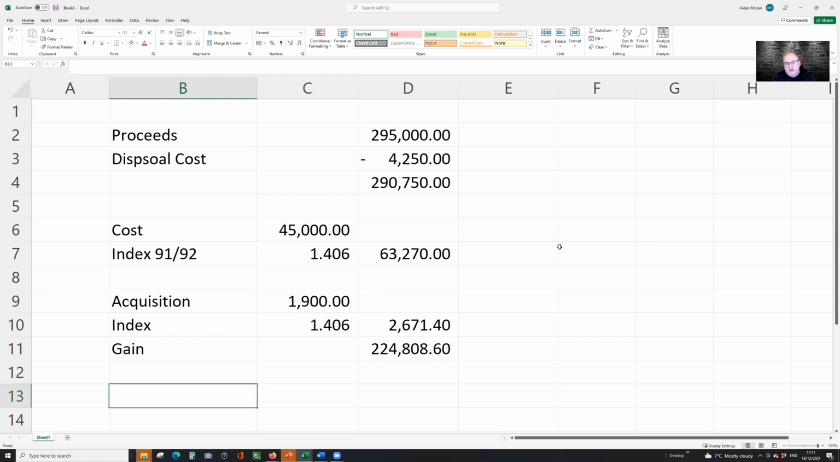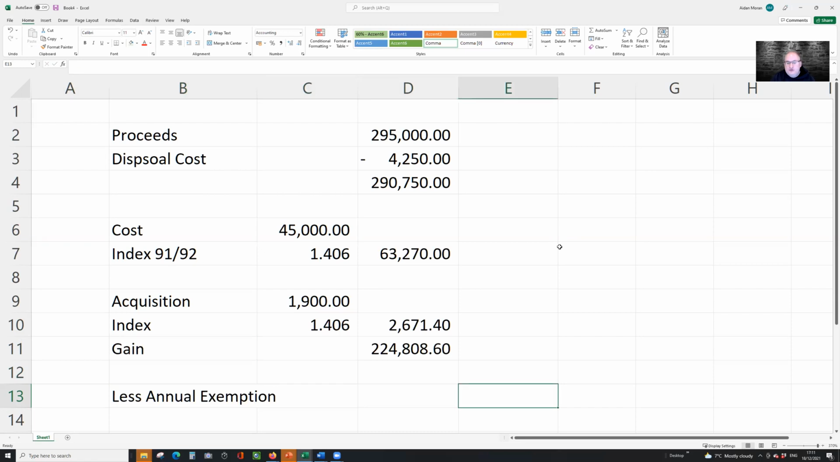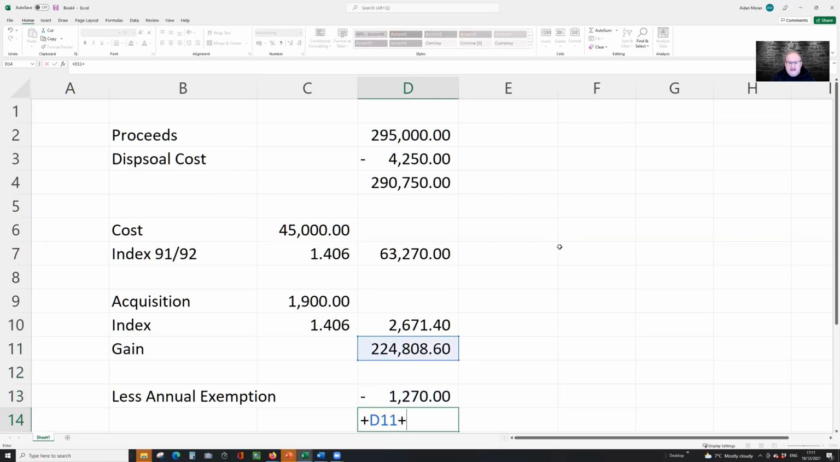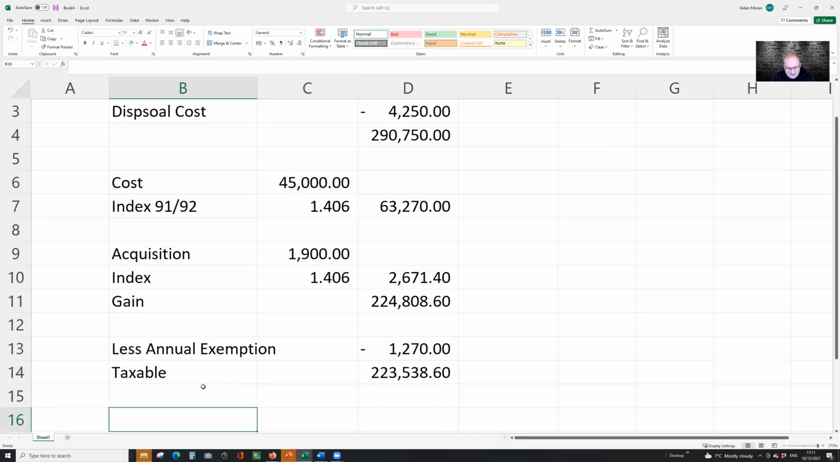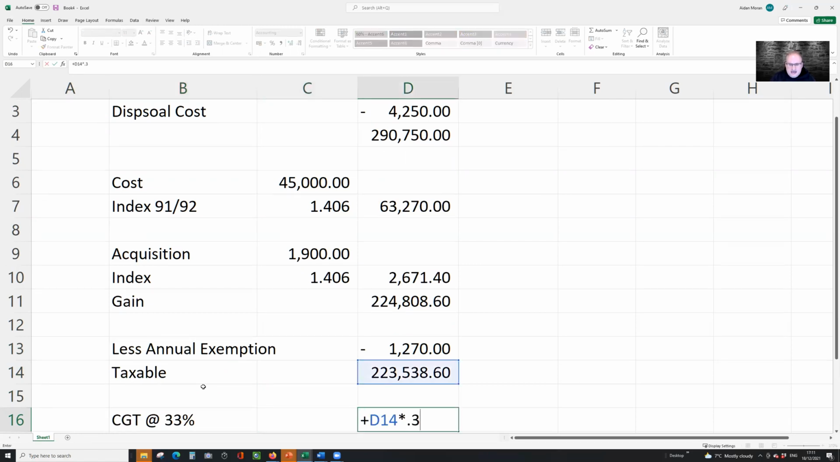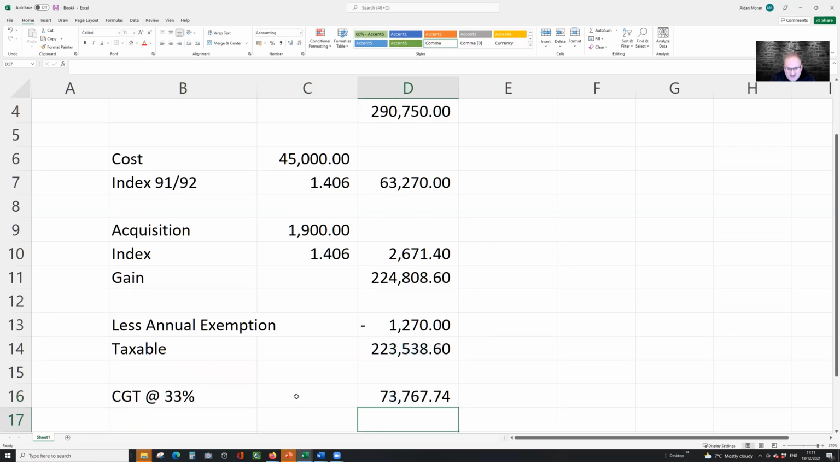Remember that each person per calendar year has an annual exemption that they do not pay CGT on. So annual exemption, and it's going to be 1,270, an old Irish £1,000. So my taxable gain is going to be 223. So taxable, and I apply CGT. And the rate of CGT is currently, and has been for quite a while, a rate of 33%. So if I apply that, I get a bill for Terry of €73,000.